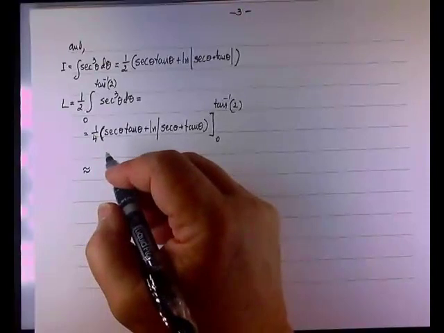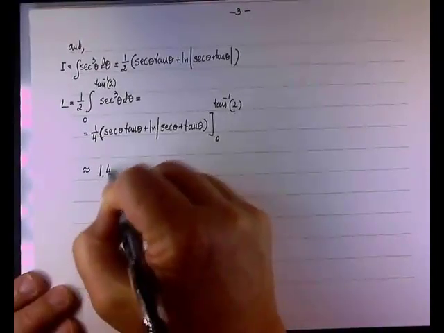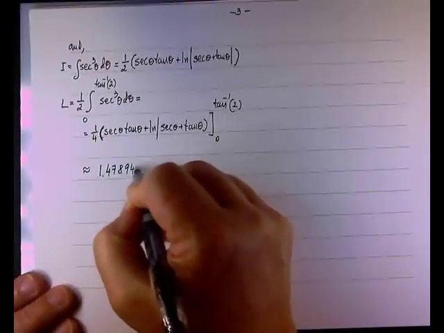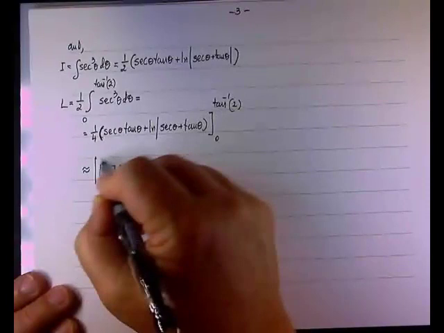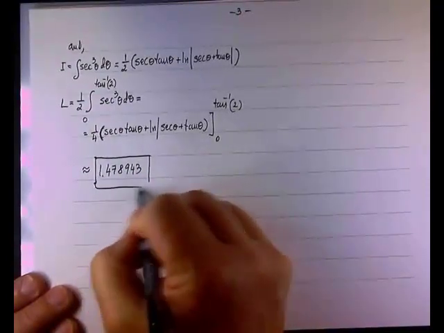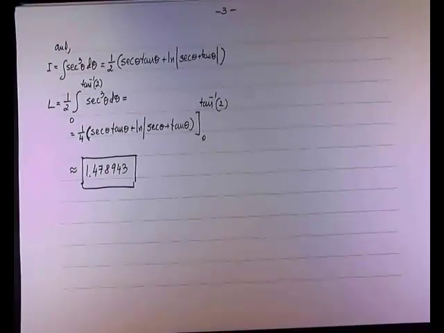So at this point, I'm going to just calculate the value. And let's say the requirement is to go all the way to the 6th decimal place, so this ends up being 1.478943. And of course, even though it's a 6th decimal digit, it's still an approximation.